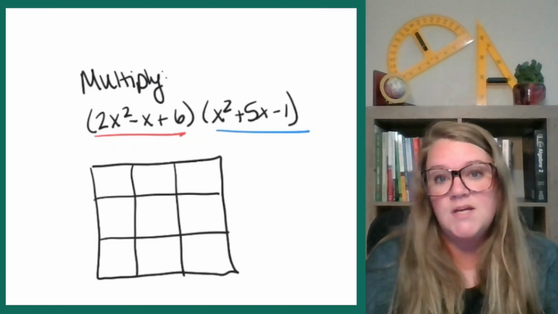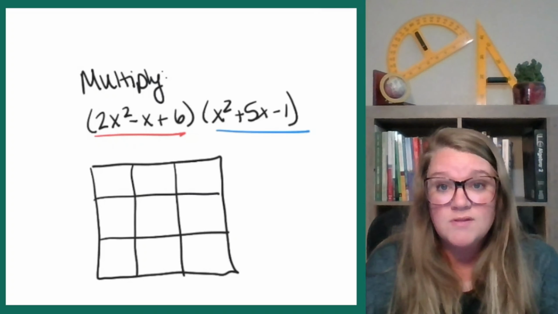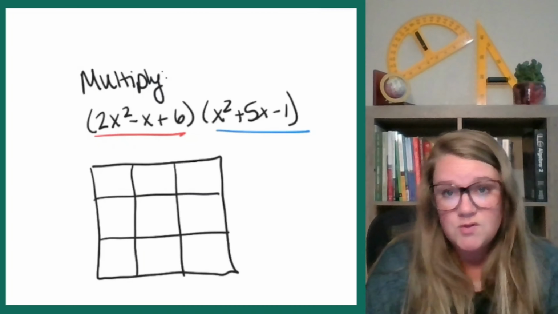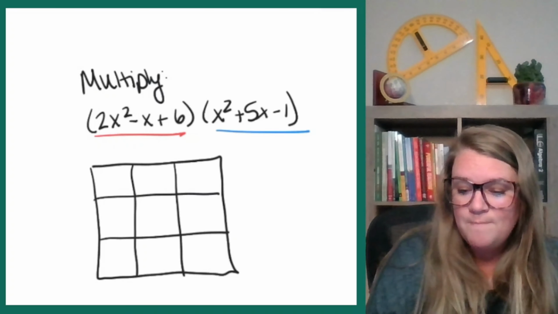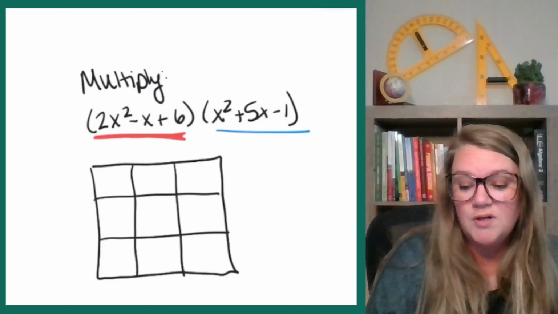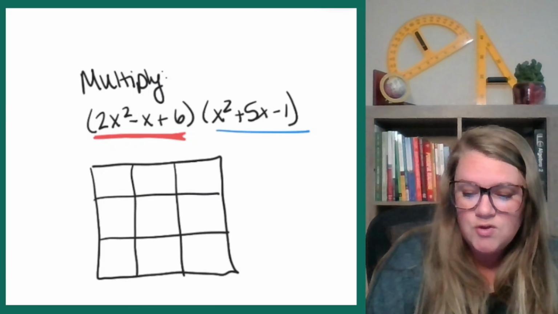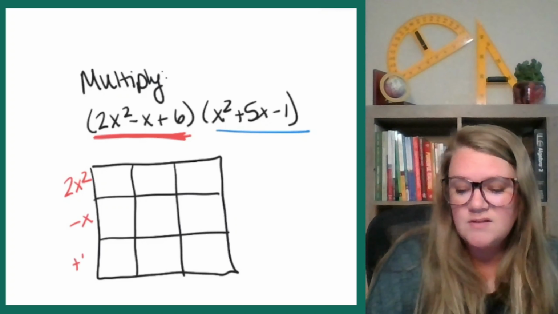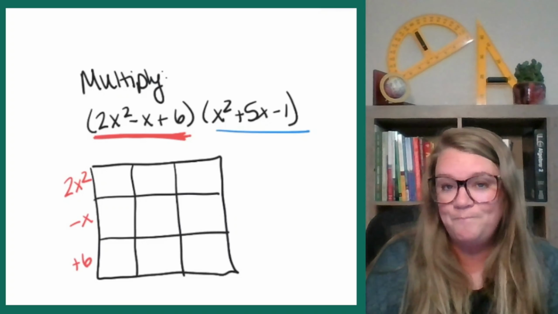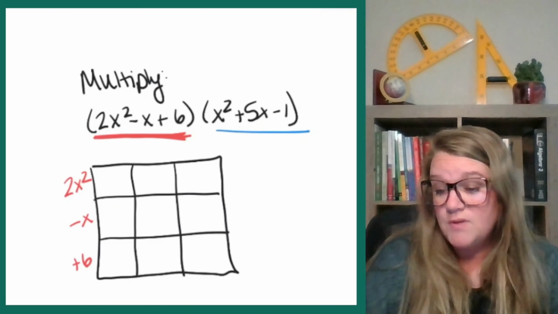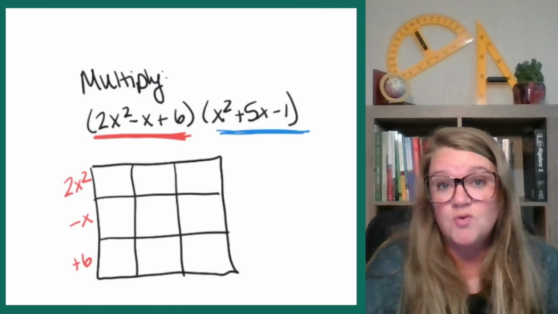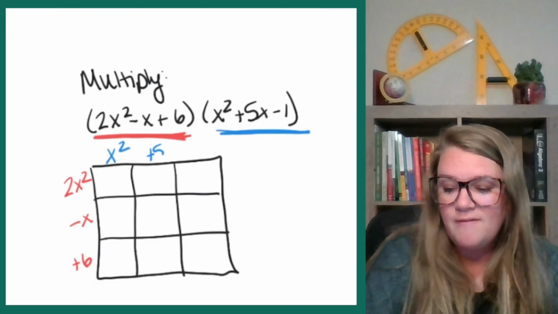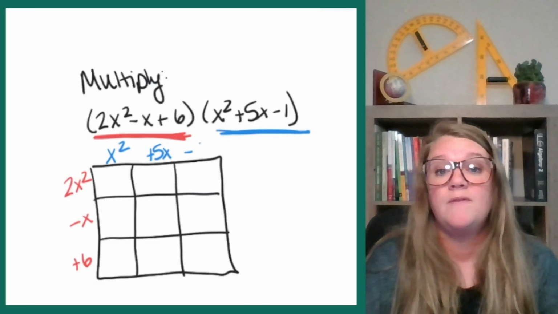And now we're just going to take each factor and we're going to put them on the outside of our box. This one doesn't really matter because both rows and columns is 3, so the factors could go on either of them. I'm going to take my red one here and I'm going to put it on the vertical axis. So I'm going to go 2x squared minus x plus 6. Each term gets its own row. And then I'm going to do the same thing with my other factor. Each term is going to get its own column. So the top will be x squared plus 5x, and then we have a minus 1 at the end.